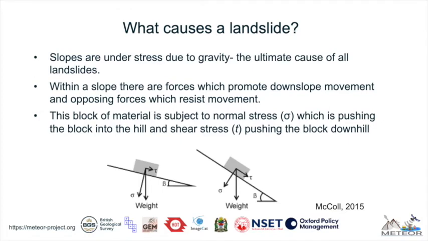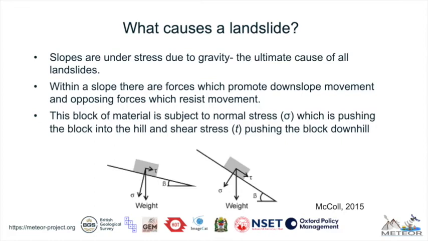We're moving on now to what causes landslides. Now, ultimately, that's gravity. All slopes are under stress, and within the slope there are forces promoting movement downslope and opposing forces resisting that movement. If the resisting forces are greater, then the slope is stable. If the destabilizing forces are greater, the movement will take place.